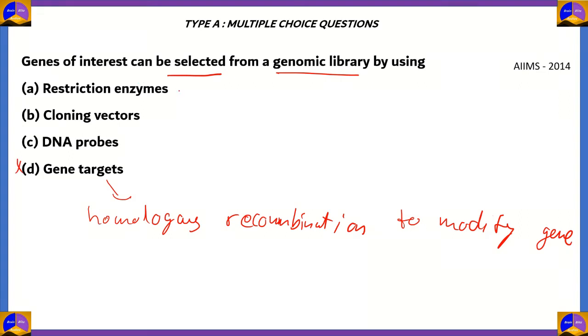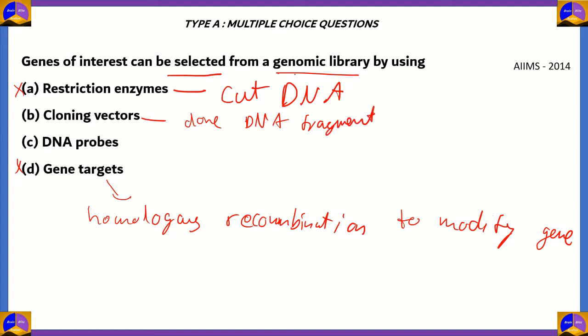If you look at option A, restriction enzymes, these enzymes are used to cut DNA, not to select. The question is asking us which of these selects DNA. So option A is incorrect. If you look at option B, cloning vectors are used to clone a DNA fragment. They cannot be used for selecting any gene of interest from the genomic library. These are used to clone fragments so as to add to the genomic library. So option B is incorrect.